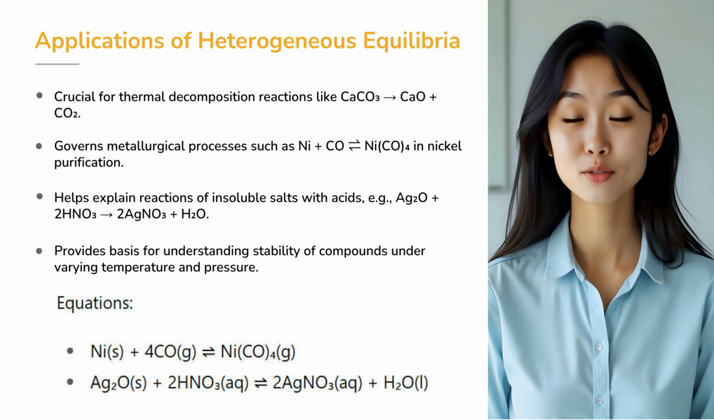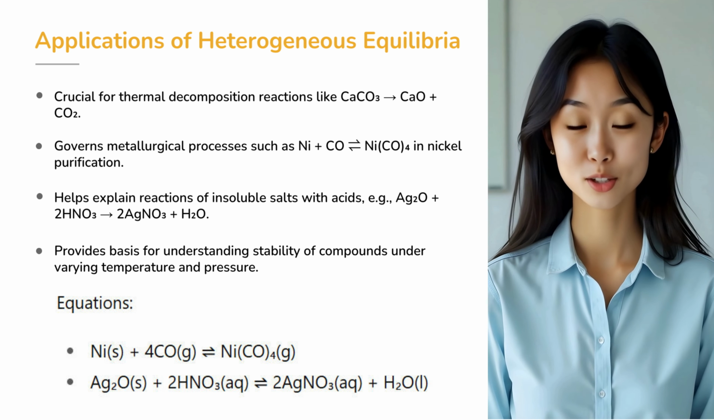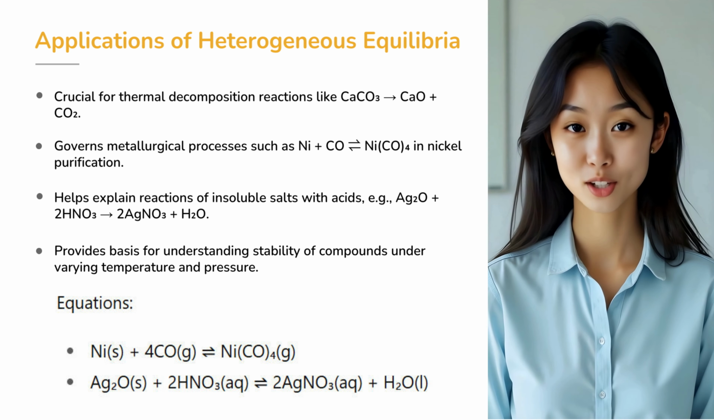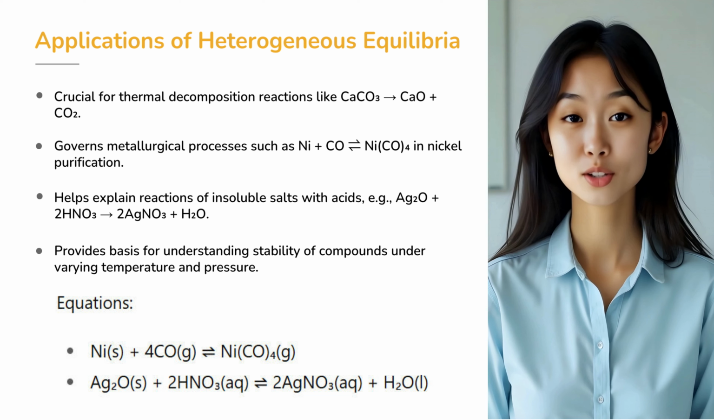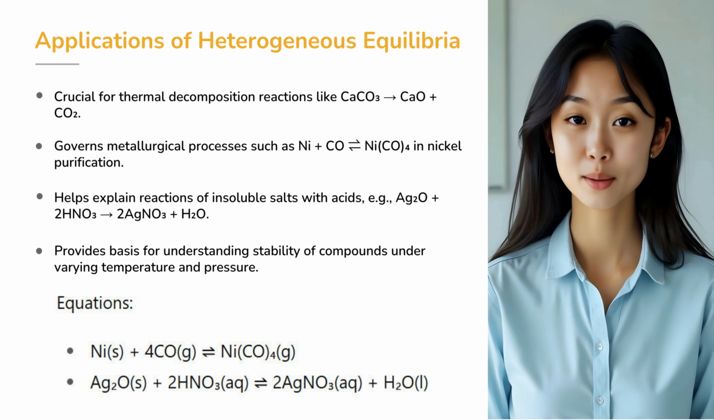These processes involve different phases and show why heterogeneous equilibria are central to industrial chemistry. From steel production to fertilizer manufacturing, these equilibria dictate efficiency and product yield.